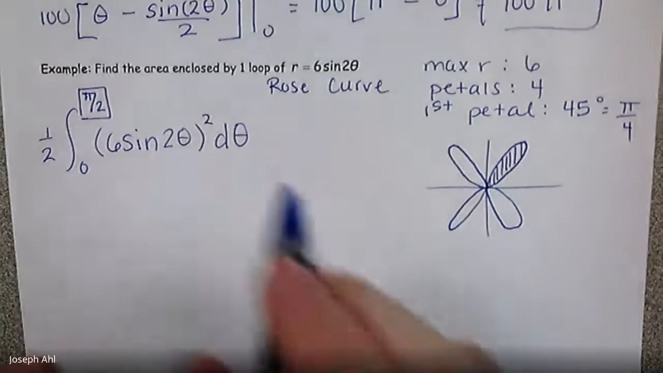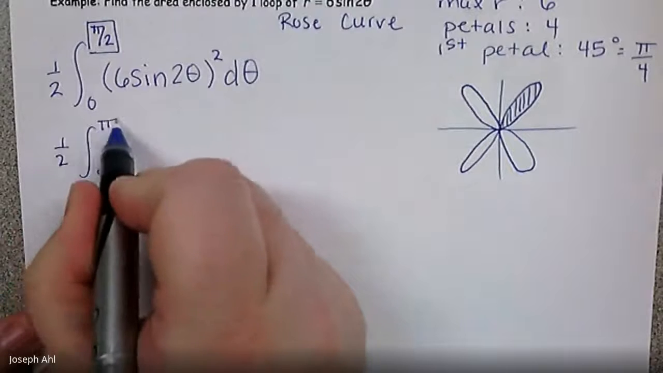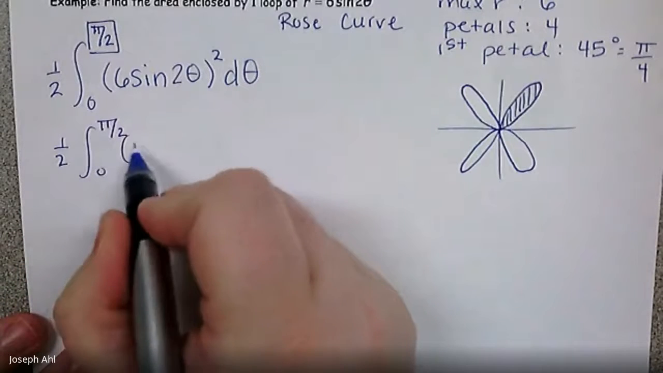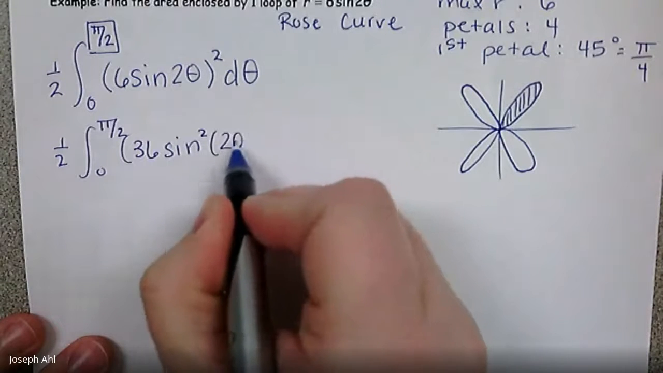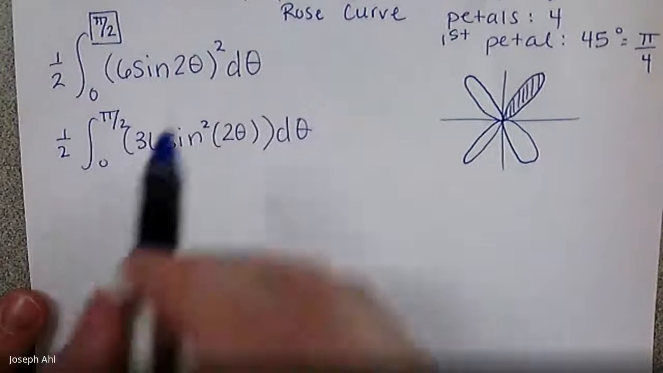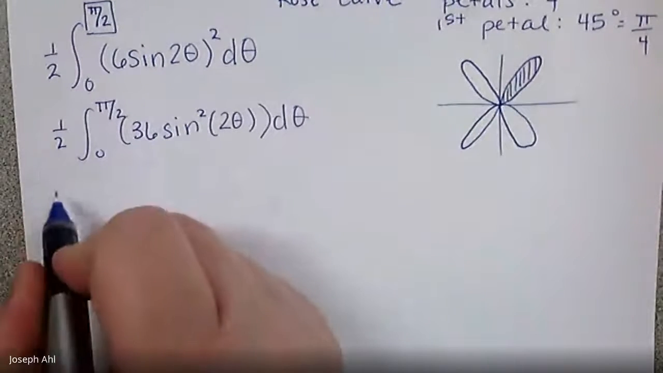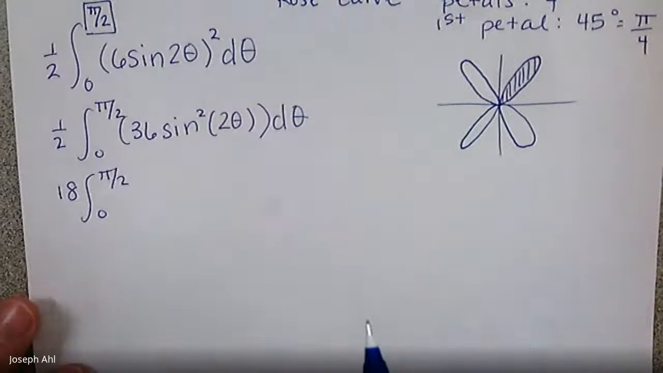Okay, so from there, let's keep going. So we've got 1/2 of 0 to pi over 2. This is going to become 36, and then sine squared of 2 theta, d theta. So we can clearly pull that 36 to the front and make this an 18, 0 to pi over 2.